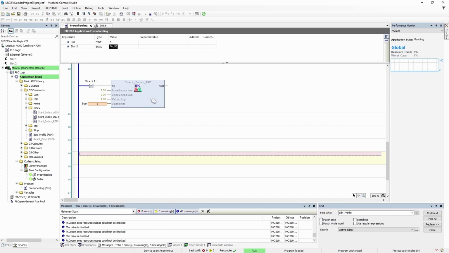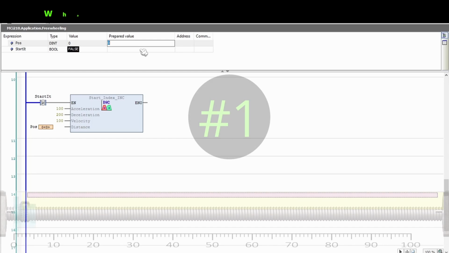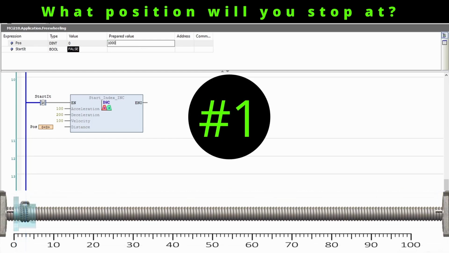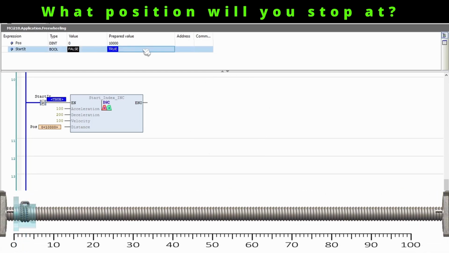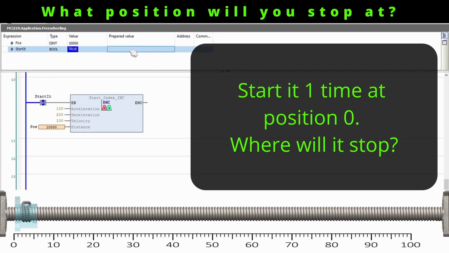So the question is how does this act different than the way the block worked in the previous video? To understand how it acts different, we're going to go through a couple scenarios, and if you still don't understand, you might have to watch the other video to see how they act a little bit different. Okay, so again, we're going to start with a value of 10,000, just like we've been doing for all the other index blocks, and we're going to start this index. The question is what happens?